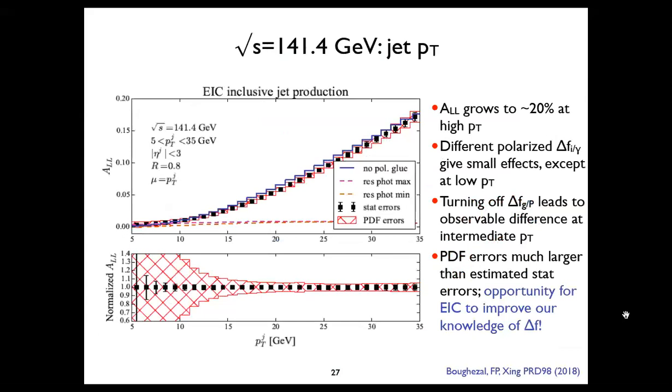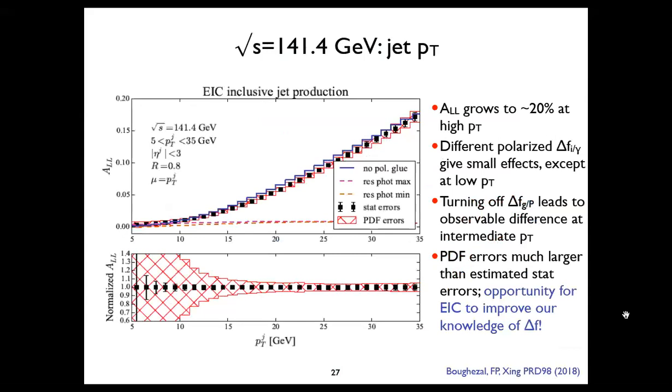Okay, let me begin with square root of s equals 140 GeV. Here is shown in this plot the asymmetry as a function of pT of the jet. All the parameters are listed on the left-hand side of this plot. There's a bunch of lines shown that I will walk you through. First of all, let me just note that the asymmetry grows to roughly 20% at high pT.